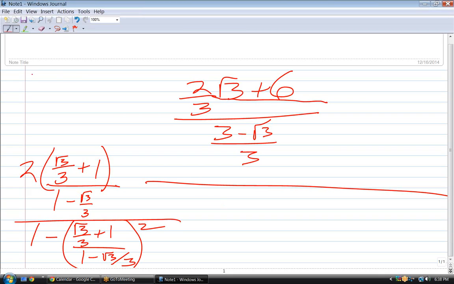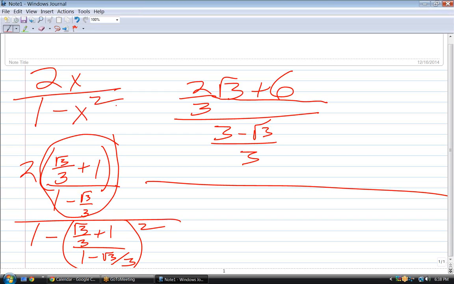Let me see if I can figure out how to simplify this. This is 2 times x, or that's x, all over 1 minus x squared. I don't see any way to simplify that. Well, it's 1 minus x times 1 plus x. Well, it's doable. It's just a pain.